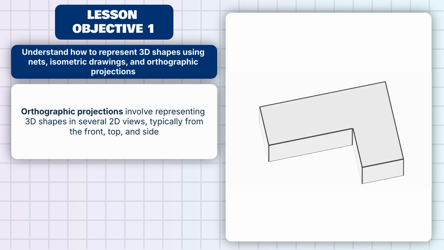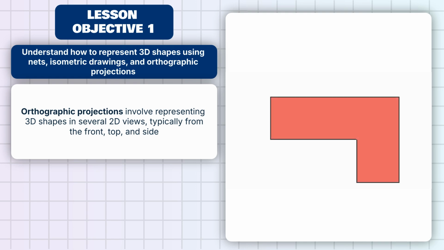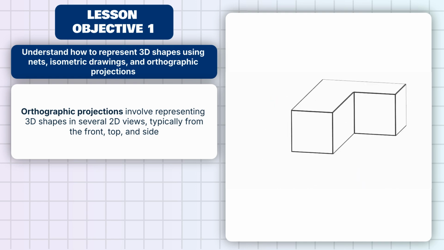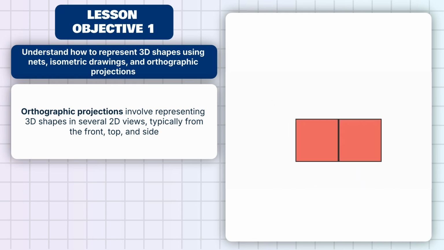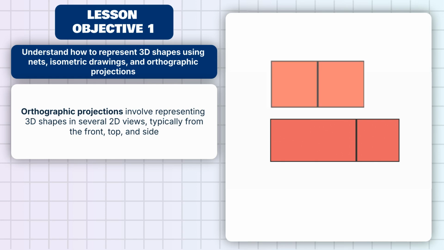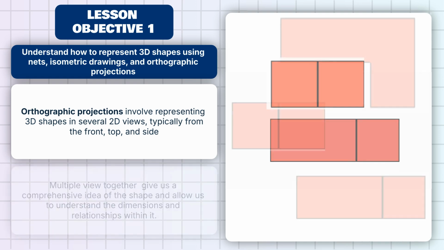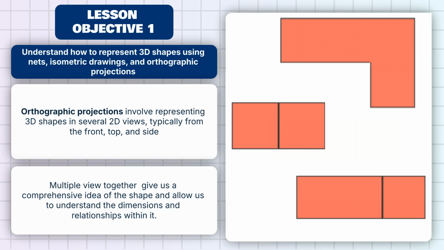Starting with the top, or plan view, it looks like an L. Moving on to the front view, we can see 2 rectangles. And finally, onto the side view, we can also see 2 rectangles. Note that their sizes are different compared to the front view. Orthographic projections preserve the ratios of dimensions. Those 3 views together give a comprehensive idea of the shape and allow us to understand the dimensions and relationships within it.